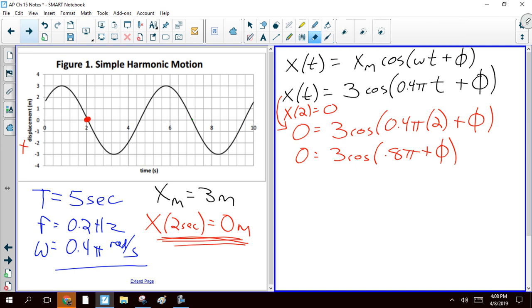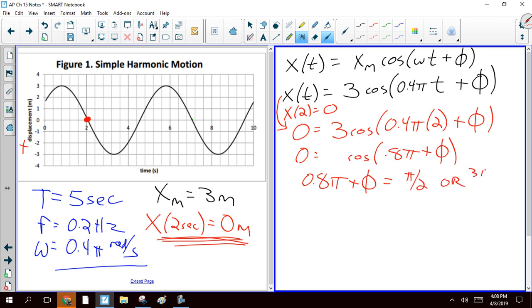Divide by 3, that doesn't change anything. So let's see, where is cosine 0? Well, cosine is 0 at pi over 2 and 3 pi over 2. So what that means is that 0.8 pi plus phi has got to be either pi over 2 or 3 pi over 2, and we've got to figure out which one.